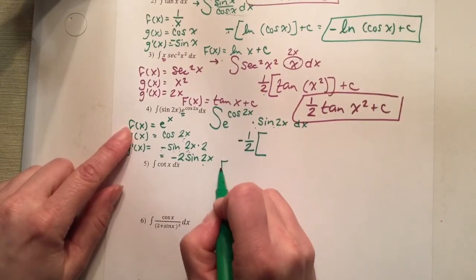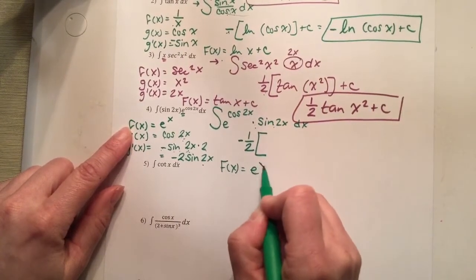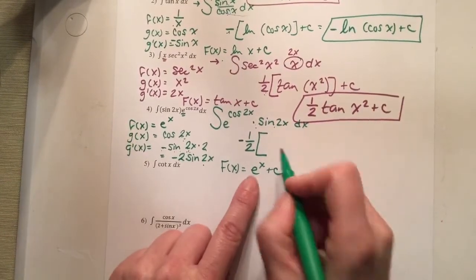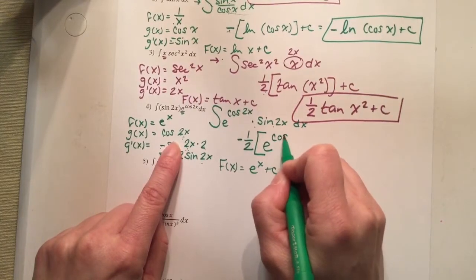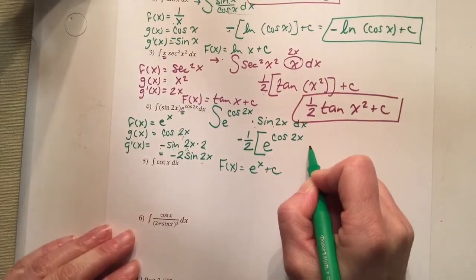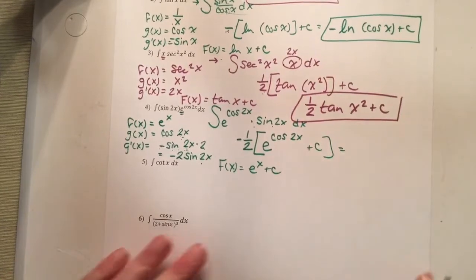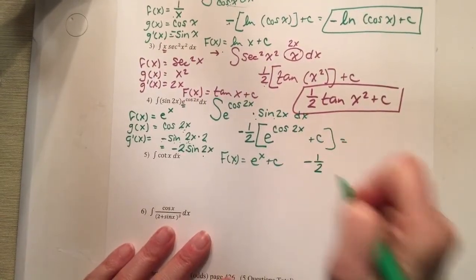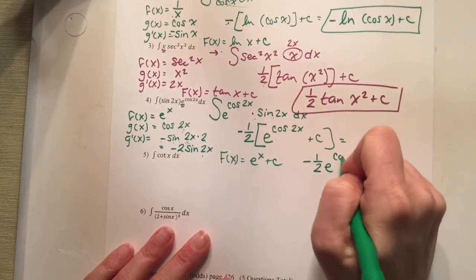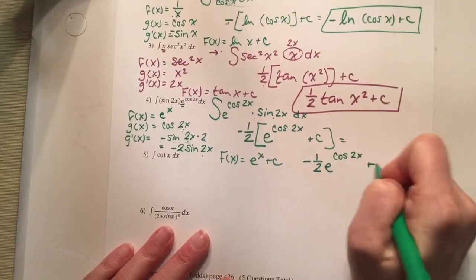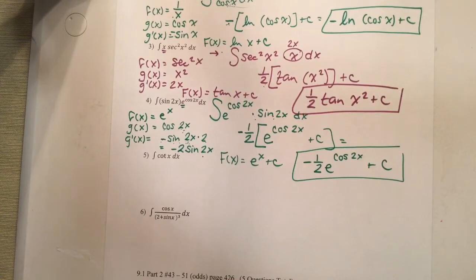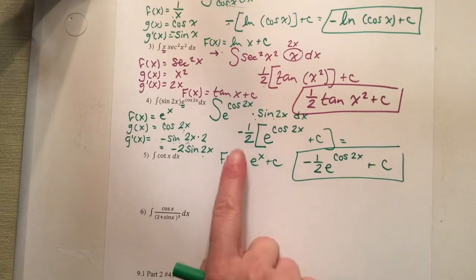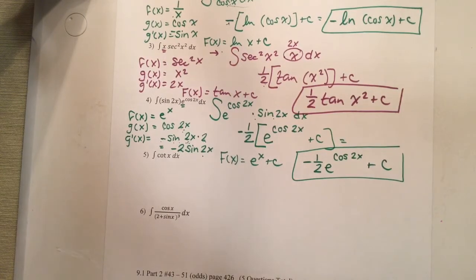Now the antiderivative of e to the x is e to the x plus c. Antiderivative e, but instead of x, you fill in your original g of x. So here is my final answer: negative 1/2 e to the power of cosine of 2x plus c, and you are done. And again, I think that was kind of a trickier one just because we had the e and then we ended up having to put the negative 1/2 up front. So a little bit tricky.